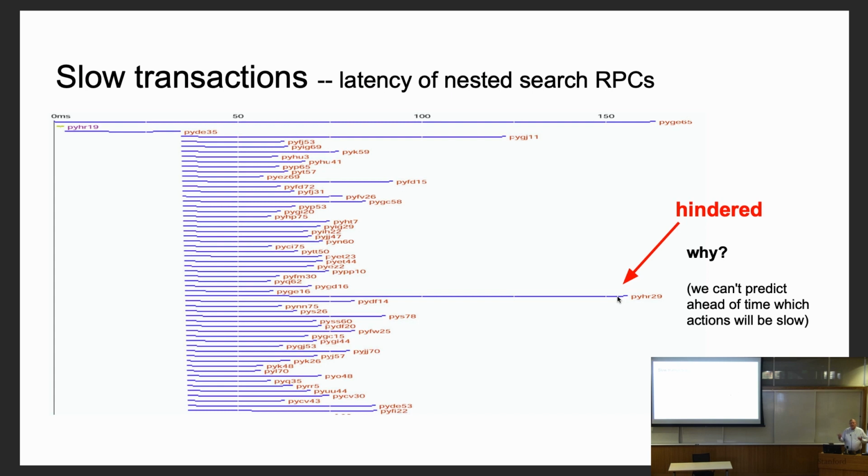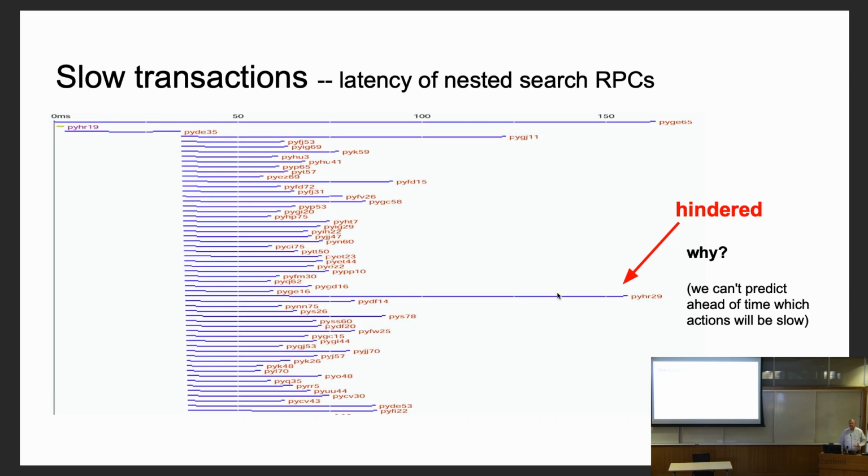And so I'm the person interested in these hindered transactions of why are they slow? Because my experience has been that if you understand why it's slow, there's almost always something you can do to fix it in about 20 minutes, even if it took you 3 months to figure out why it's slow.